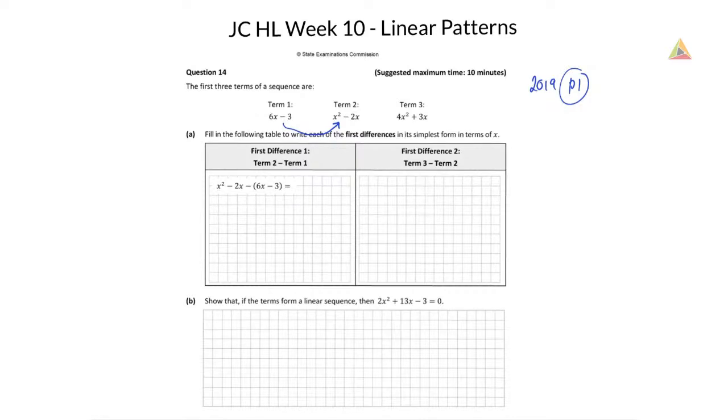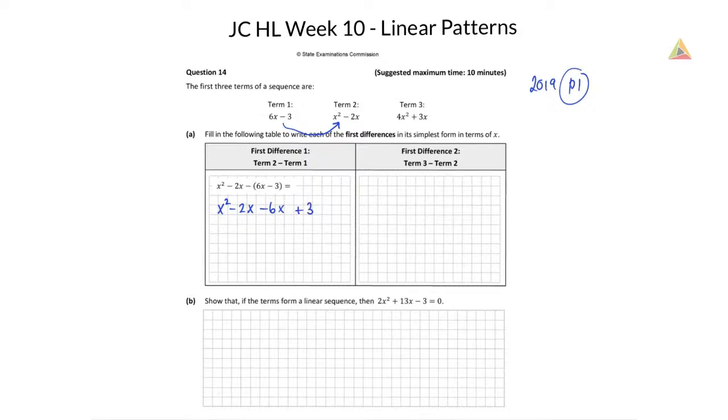So I'm going to rewrite it here. So x squared minus 2x. Now we're going to get rid of the brackets. So minus, that's like a minus 1. So minus 1 by 6x is minus 6x. And be careful here, minus 1 by minus 3 is a plus 3. So that's gotten rid of the brackets there.